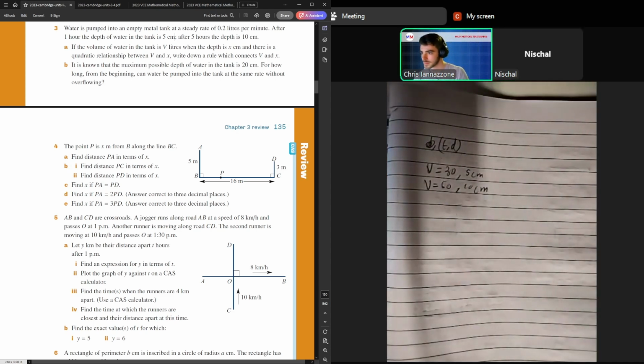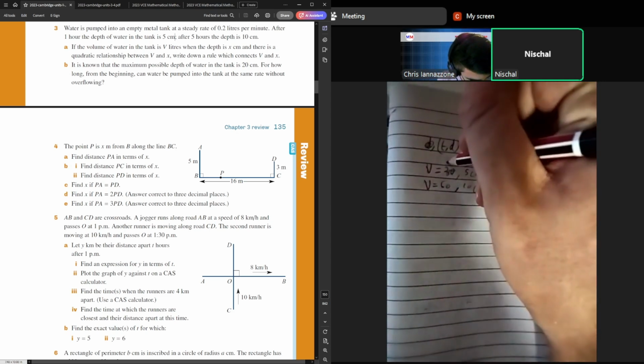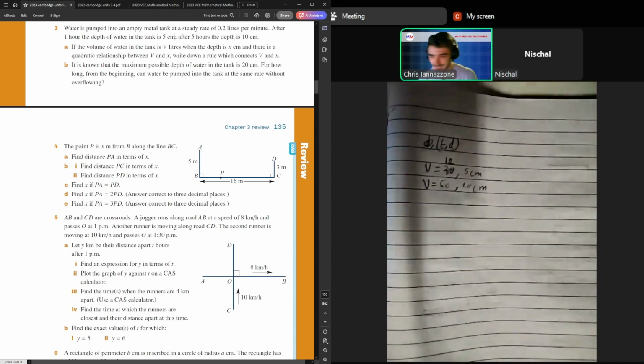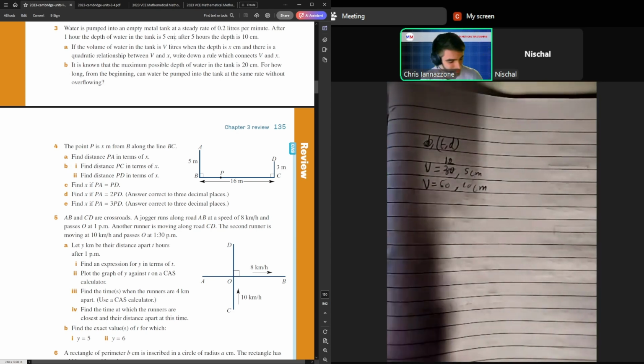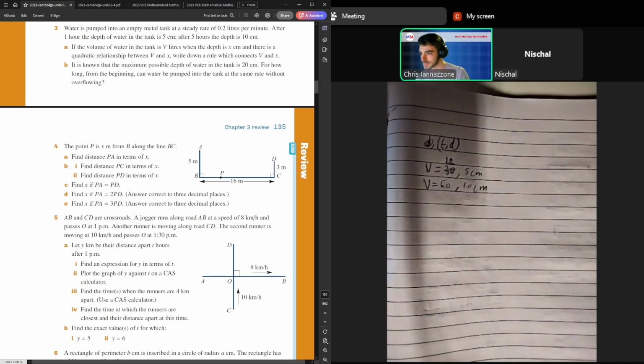Wait, I don't think that's right. I think it should be... Oh, hang on, I think the 30's wrong. If it's 12, it should be 12 instead. I should have caught that. I guess we caught on there at the same time. So V is 12 at 5 centimeters, V is 60 at 10 centimeters.